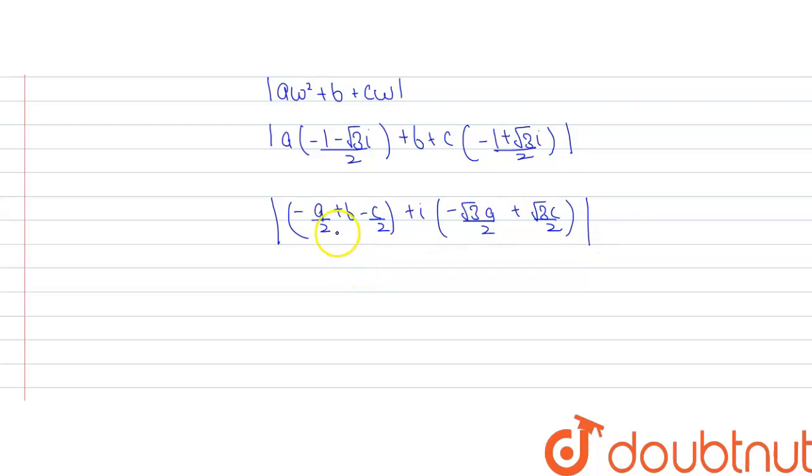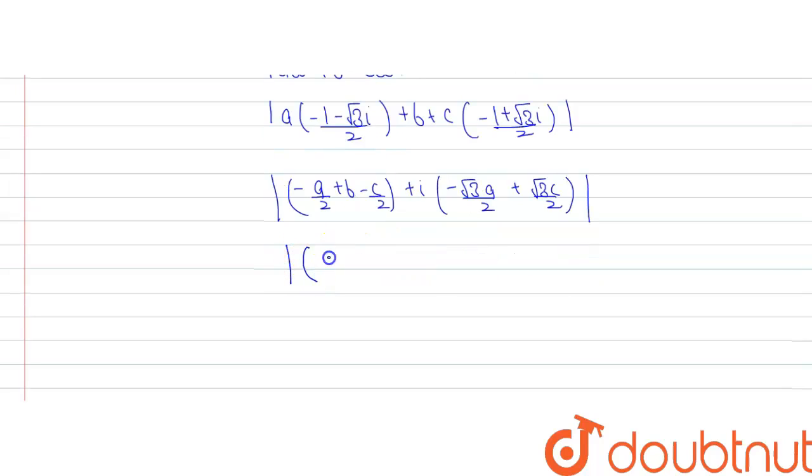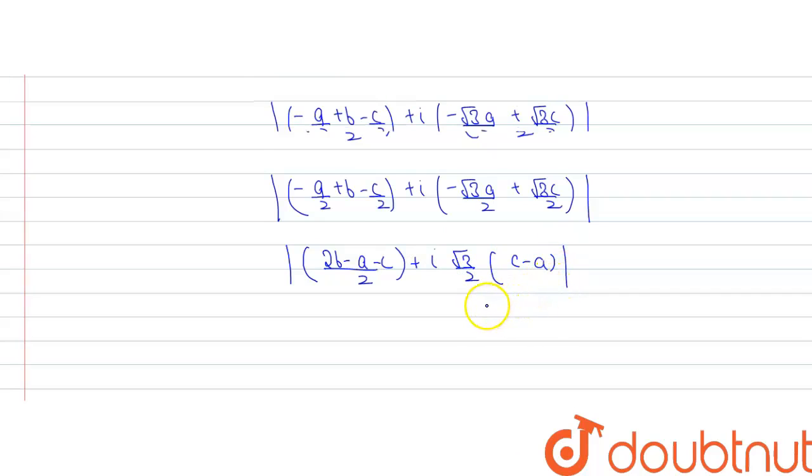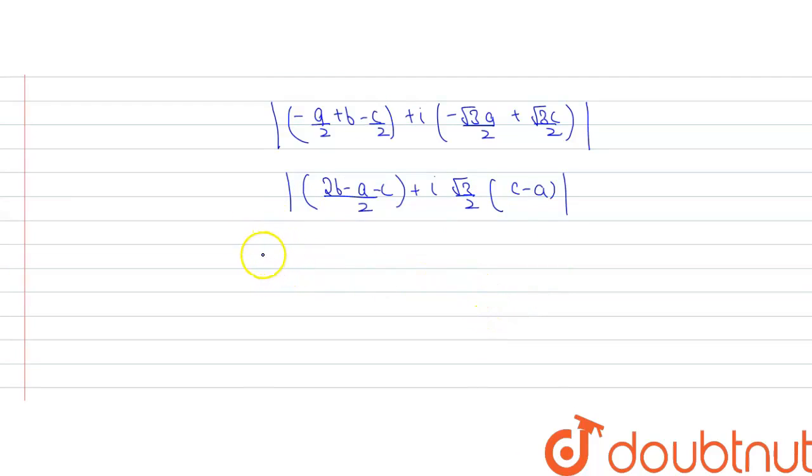So now we solve it further by taking LCM. Here we'll get mod of 2b minus a minus c divided by 2 plus iota, taking root 3 by 2 common, c minus a. Okay, so now solving it further, we'll take half common from this term and we'll open the value of mod. So we'll get under root of 2b minus a minus c whole square plus 3 into c minus a whole square.